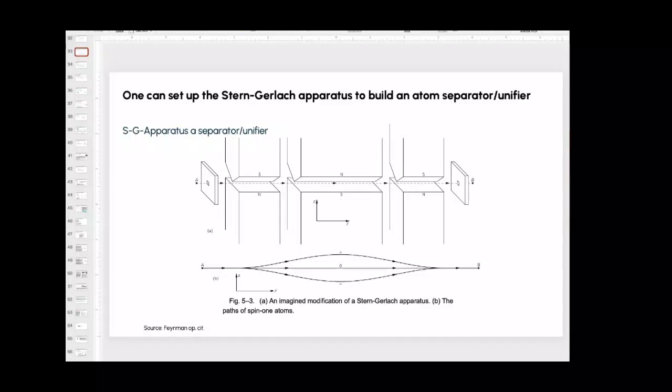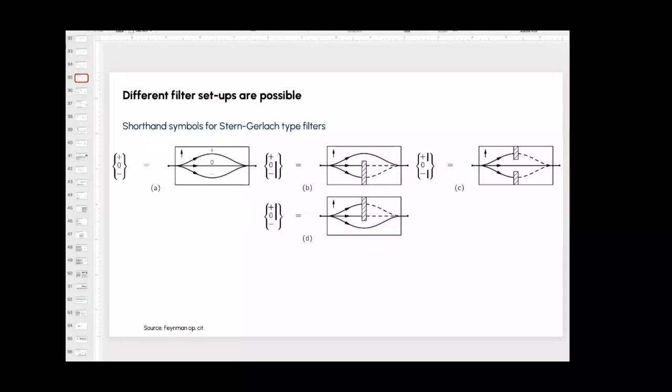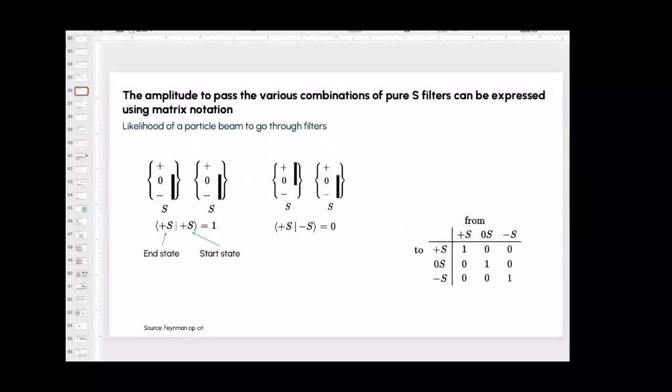And in the second one, you can put blockers, right? For example, if you have a spin 1 particle, you get 3 beams, and now you can block out beam 0 and beam -1, and then you get only beam plus. Now you can have different combinations of the filters, which are shown here in these symbols invented by Feynman. And this is a key point: you can draw up a matrix of the likelihoods, how likely it is to go through the whole system if you put 2 filters next to each other.